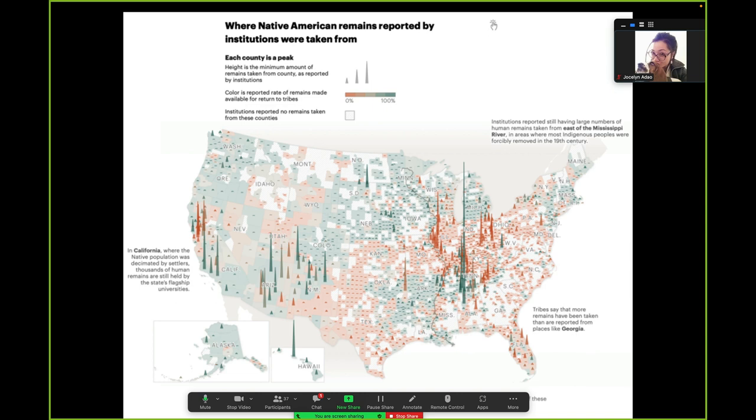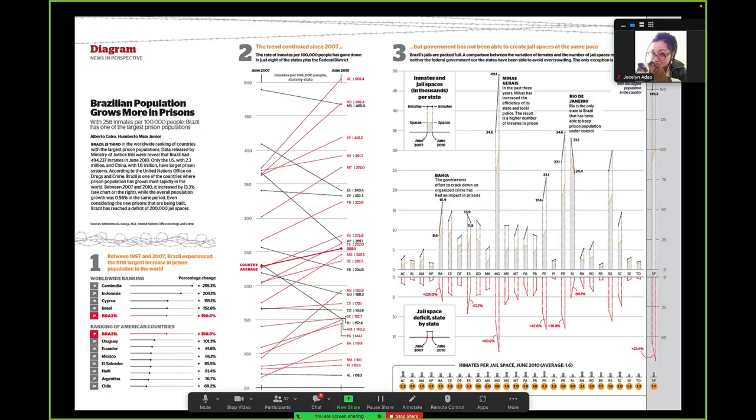Here's another example. In this case, this is a mapping approach. In this case, this is looking at artifacts where things came from museum collections from Native American peoples, where they came from, etc. So we're looking at both spatial as well as overlaid, sort of a choropleth type of approach.